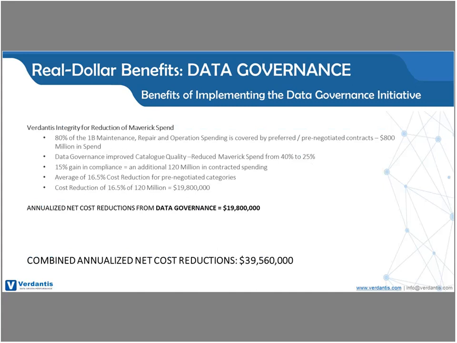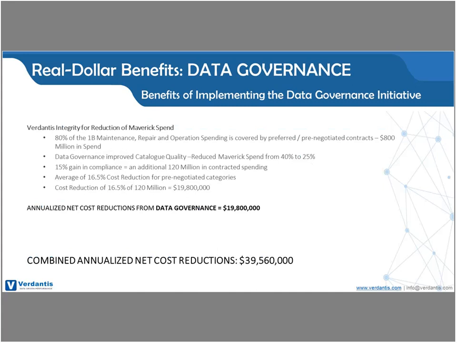Now, with regards to Maverick spend, buying off contract, they quantified this as well. They had 80% of their $1 billion under contract. However, about $600 million of that was actually being spent on contract. So they were able to identify that by reducing Maverick spend from 40% to 25%, they could impact $120 million in contracted spending.